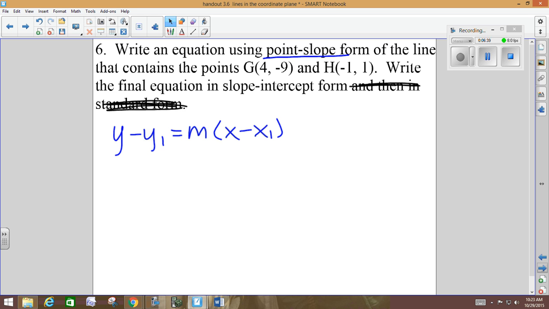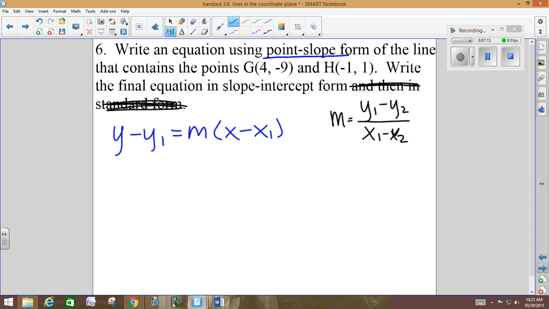In order to use point-slope form, I need to know two things about my line. What two things do I have to know? A point and a slope. Do we have a point that the line goes through? Yeah. Do I know the slope? I need to know it. Can I figure it out? Yeah. I can use that slope formula that you had that worksheet on the other day. M equals y1 minus y2 all over x1 minus x2. I have to find the slope between those 2 points because I need the slope of a line.